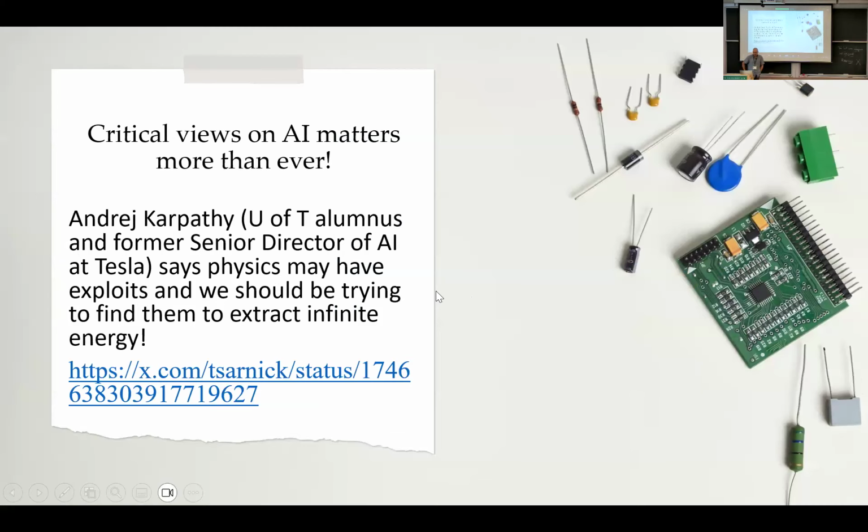We have one of the former directors of AI at Tesla saying that physics may also have some exploits, and we should be trying to find them to extract infinite energy. So from my naive perspective, where we are putting the focus on the developments in this field is somewhat misaligned with reality.